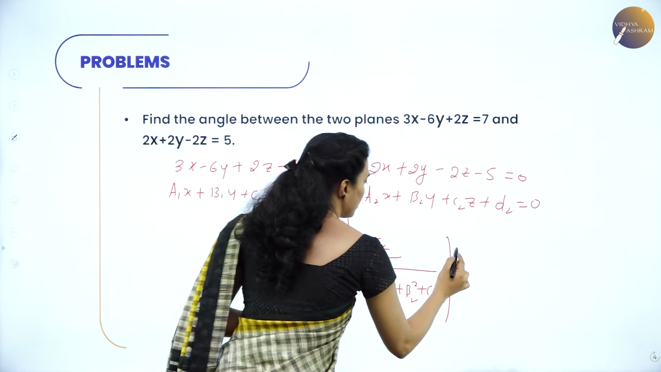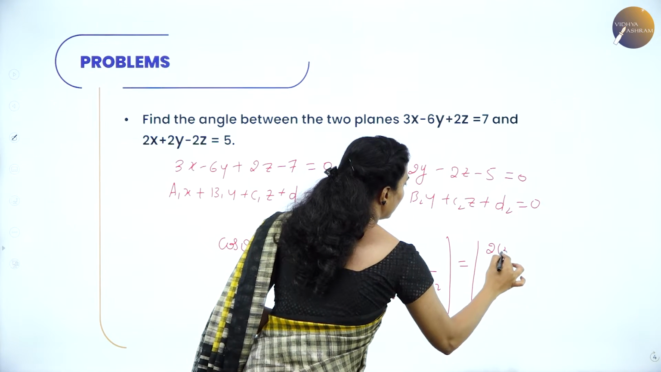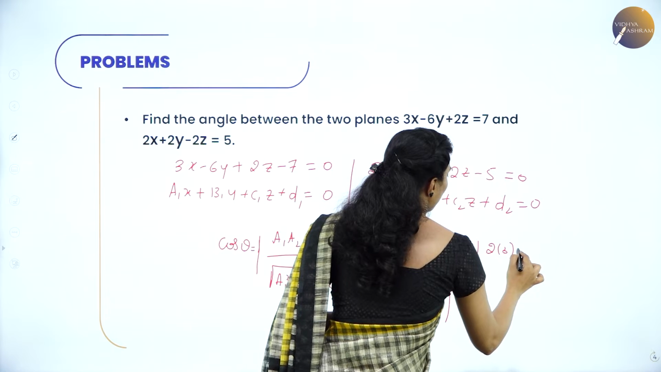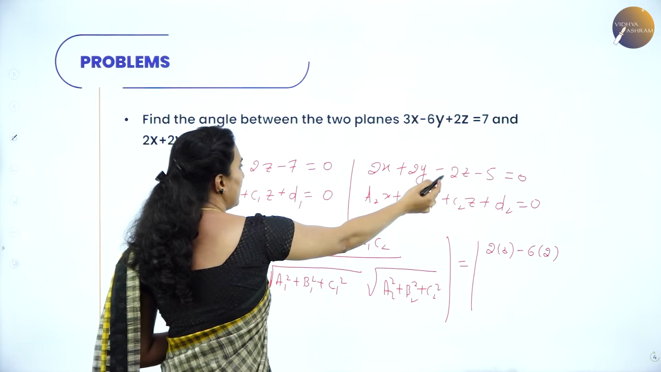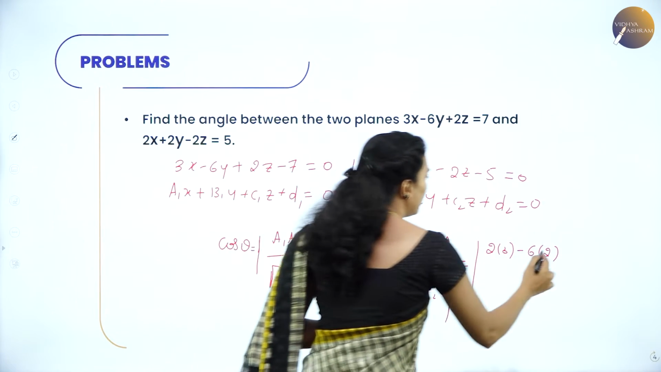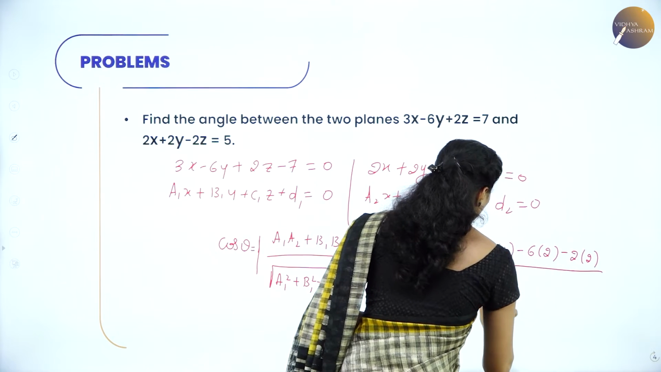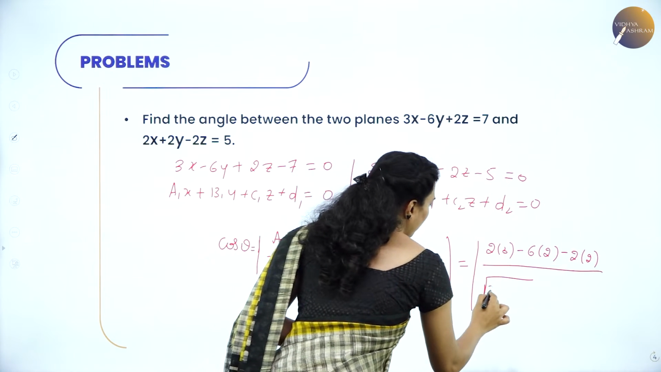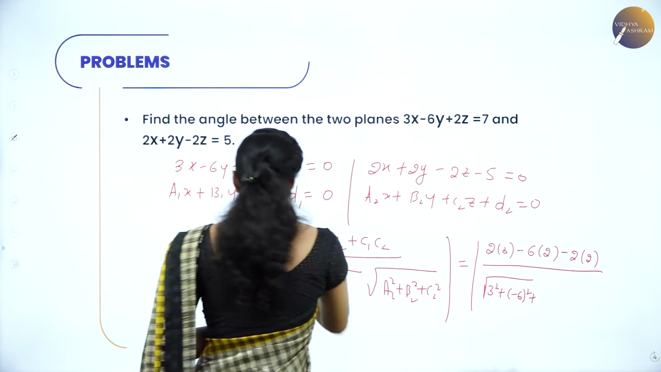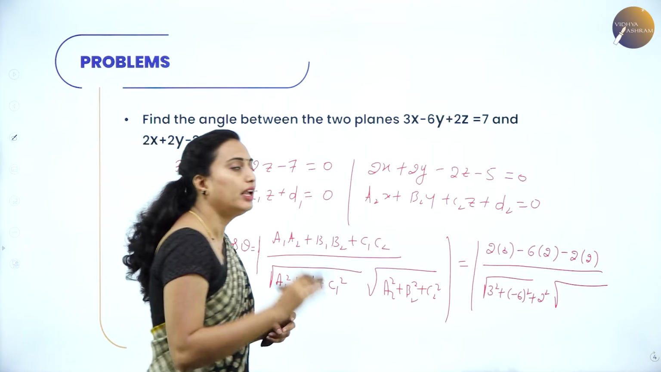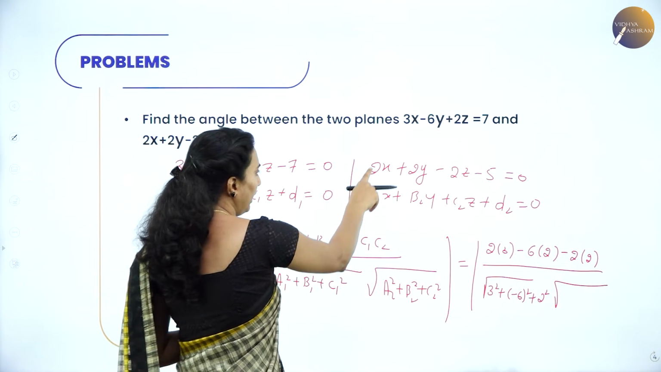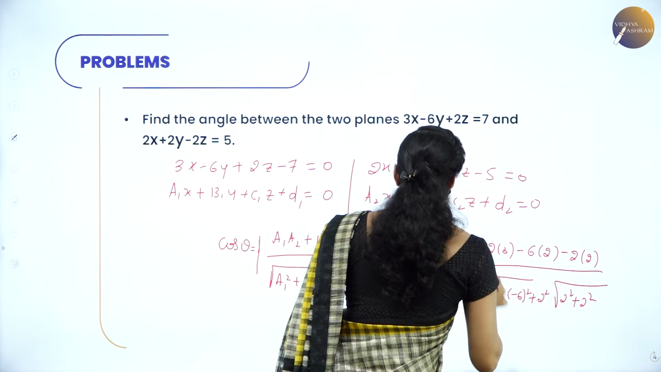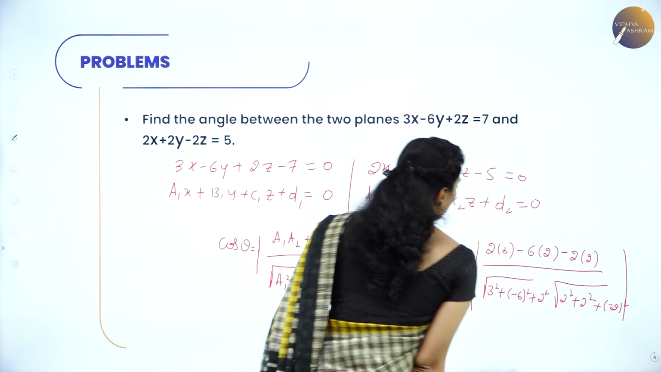Multiply a1 and a2: 2 into 3, plus 2 into minus 6, which is minus 6 into 2, plus c1 c2, minus 2 into plus 2, divided by the square root of a1, b1, c1, so 3 squared plus minus 6 whole squared plus 2 squared. Similarly, under the root of a2 squared plus b2 squared plus c2 squared: 2 squared plus 2 squared plus minus 2 squared. So let me evaluate this.